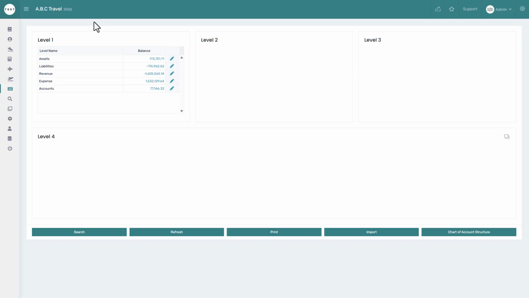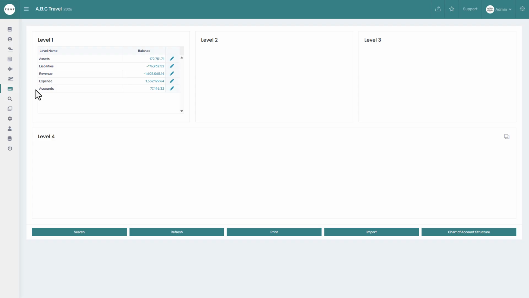In Maxis, the chart of accounts is divided into 4 levels. Level 1 is fixed by the system. Users cannot add, delete, or rename Level 1 accounts. Level 1 contains 5 main groups: assets, liabilities, revenue, expense, and accounts. The remaining levels can be structured by each company based on its own accounting policy and reporting requirements.